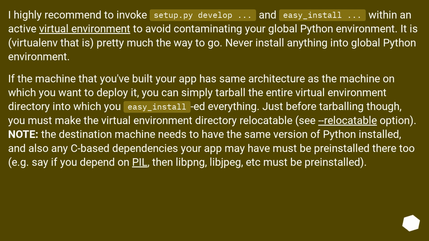If the machine that you've built your app on has the same architecture as the machine on which you want to deploy it, you can simply tarball the entire virtual environment directory into which you easy_installed everything. Just before tarballing though, you must make the virtual environment directory relocatable. See the relocatable option. Note, the destination machine needs to have the same version of Python installed, and also any C-based dependencies your app may have must be pre-installed there too. For example, say if you depend on PIL, then libpython, libjpeg, etc. must be pre-installed.